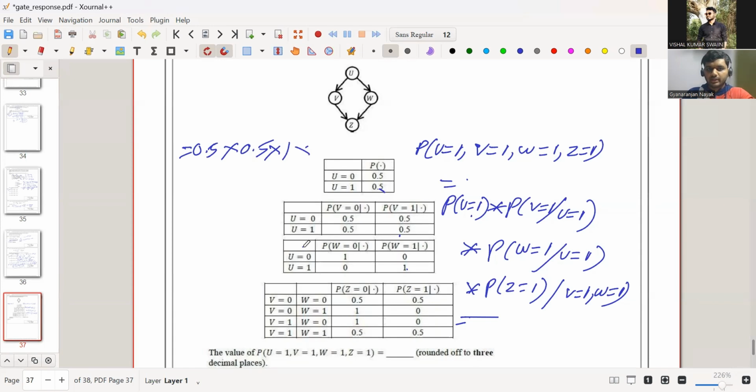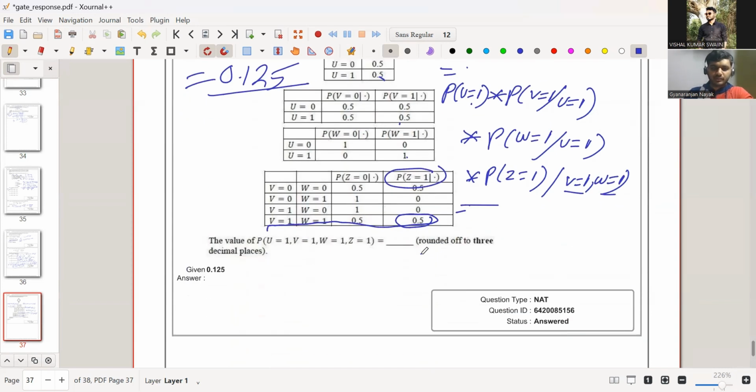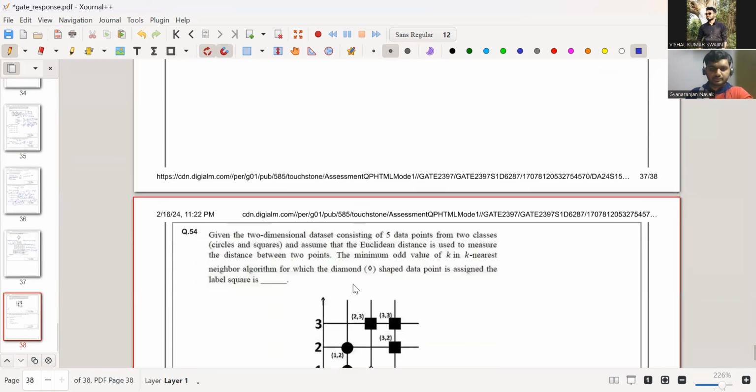Okay, into last P of z equal to 1, so z equal to 1 with v equal to 1 and double equal to 1, yes, so the answer is 0.5. So into 0.5, if you multiply all, then you calculate 0.125. Okay, so the answer is 0.125. Okay, so proceed for next.